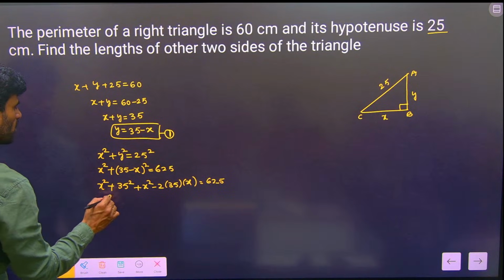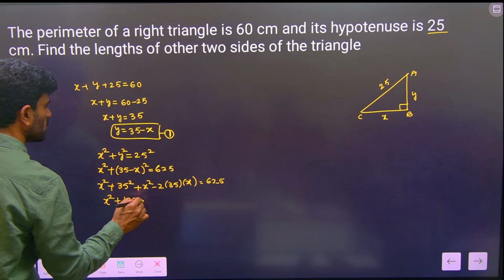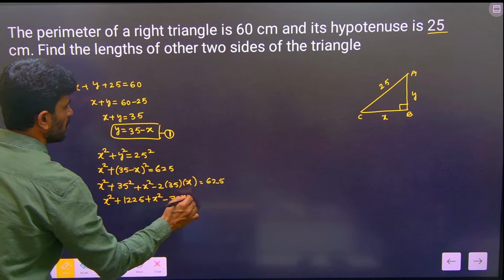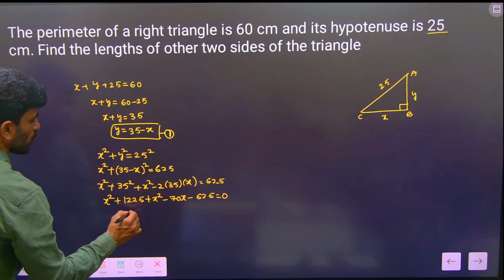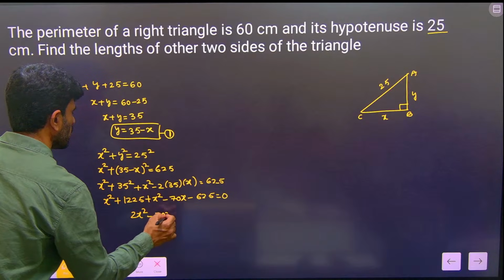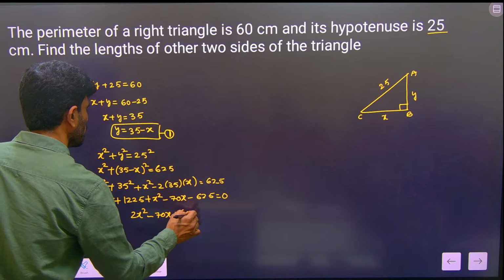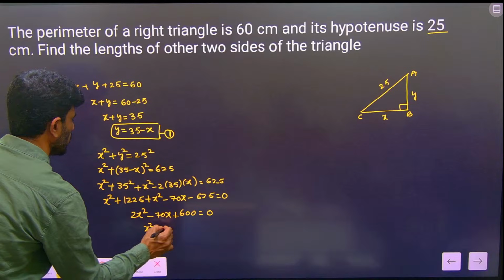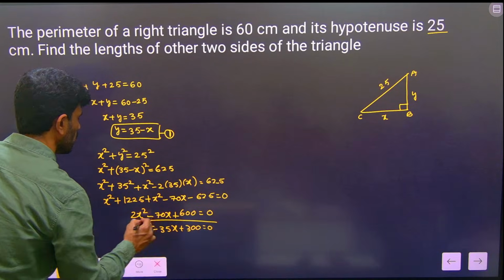Now this is x square, and you know what it is. 35 square is 1225. Plus x square minus 70x minus 625 is equal to 0. X square plus x square is 2x square minus 70x. 1225 minus 625 is 600. So you can divide everywhere by 2. So x square minus 35x plus 300 is equal to 0.